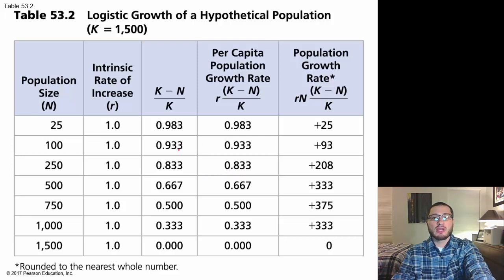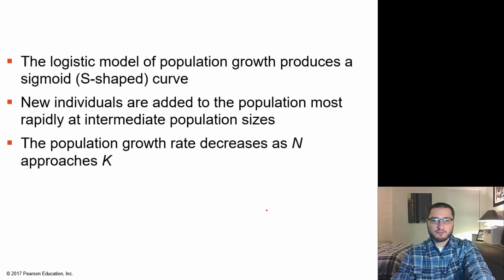And here they give you some examples of hypothetical populations where your N, or your population size, is 25, and if we say that our R is 1 and K minus N over K is close to 1, you're going to have 25. But as K minus N over K decreases, getting closer to 0, you're going to see that your population growth rate approaches 0.